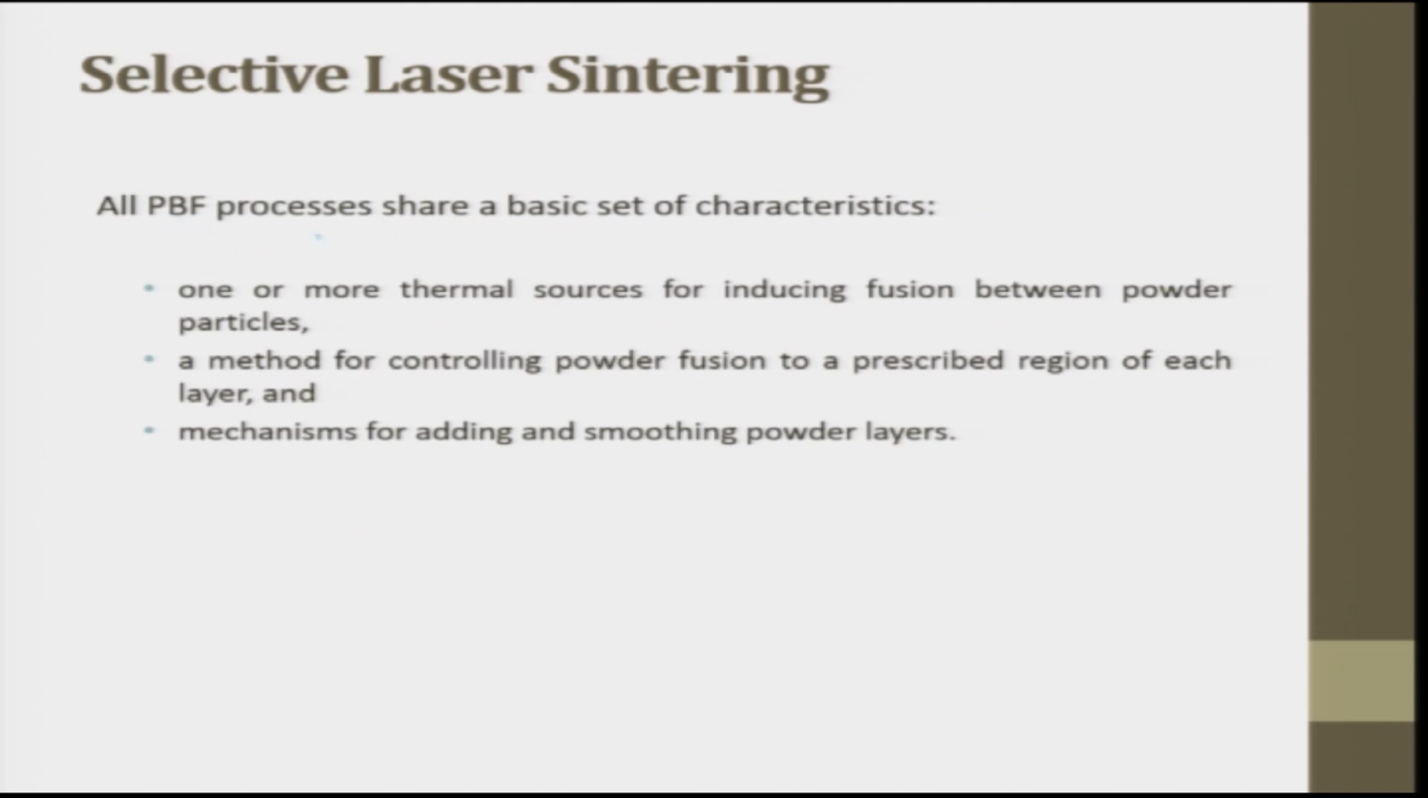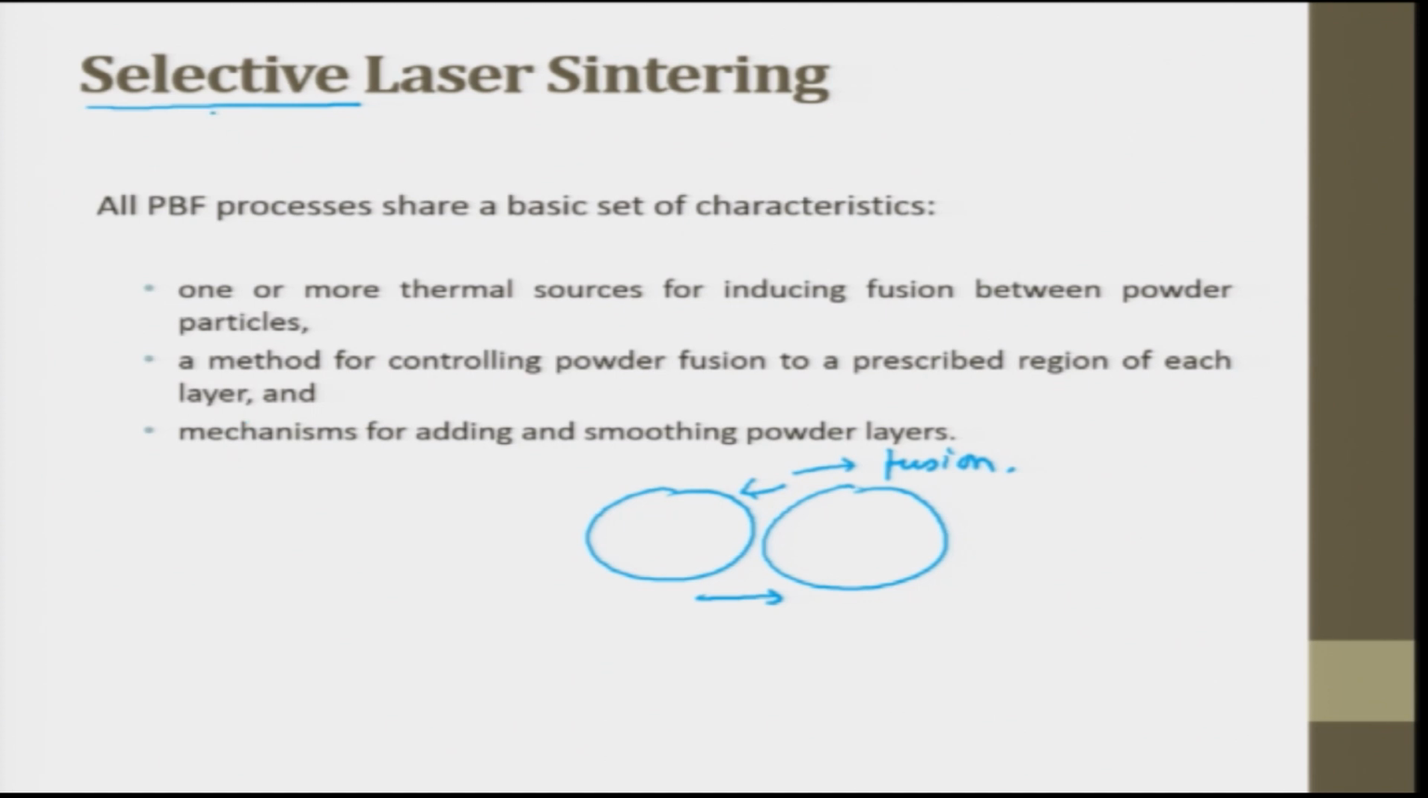All the PBF processes share a basic set of characteristics. One or more thermal sources for inducing fusion between powder particles. What is fusion? Powder particle joining is called fusion. A method for controlling powder fusion to a prescribed region of each layer. So, this is what is called selective, clear? Then a mechanism for adding and smoothing powder layer. So, these are the three characteristics.